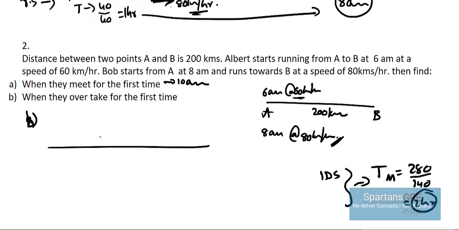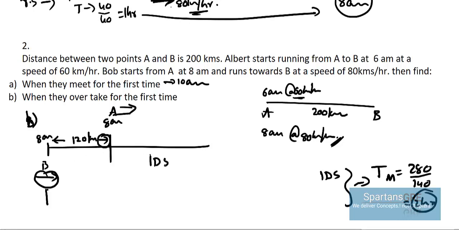Again, at 8 a.m. A will be here, facing this direction, and at 8 a.m. B will be facing this direction. This distance you already got, it is 120 kilometers. Since they both are pointing in the same direction, we can find the overtaking time, because the speed of the latter person B is 80 kilometers per hour and A's is 60. That means the person who starts late has more speed, so definitely he will overtake A. The initial distance will be 120 kilometers and the relative speed will be a minus: 80 minus 60, which is 20.